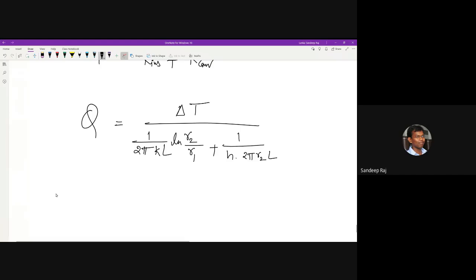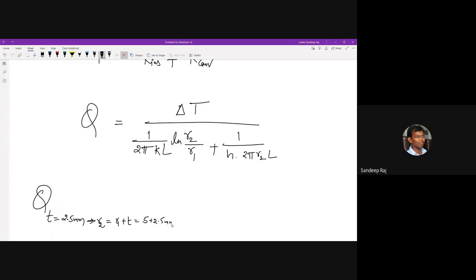Okay. So here what is given for us is, you know what delta T is. Delta T is the difference of minus 20 and 25. K value of the insulation, you know, L, you know. So R2 you have to take appropriately here. So for the first Q, that is thickness equal to 2.5 mm, what will be the R2? Somebody tell me this. It is R1 plus T. The R1 value is 10 mm by 2, that is 5 mm. 5 plus 2.5 mm will give you 7.5 mm.